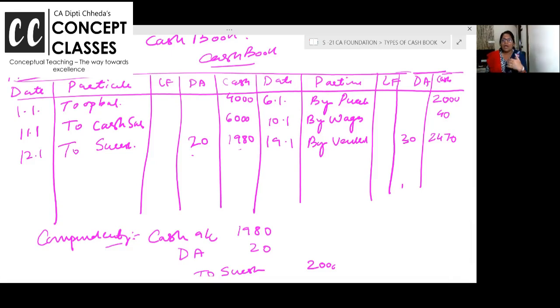2470. And how much I am paying less? 30 rupees. Discount received is income. Don't net off allowed and received. I'll tell you how to do.